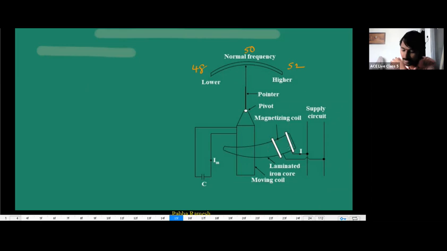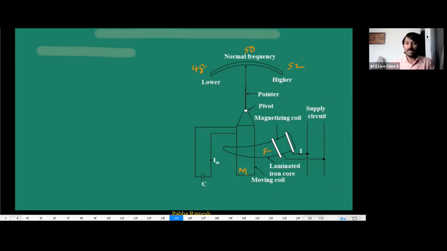Means on this iron piece, some magnetizing coil is placed. I'm coming again. Supply is given to the magnetizing coil, which is placed on the laminated iron core, and this will be the fixed one. This is fixed, but this is moving.